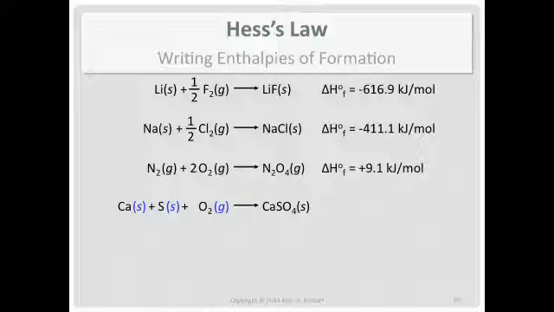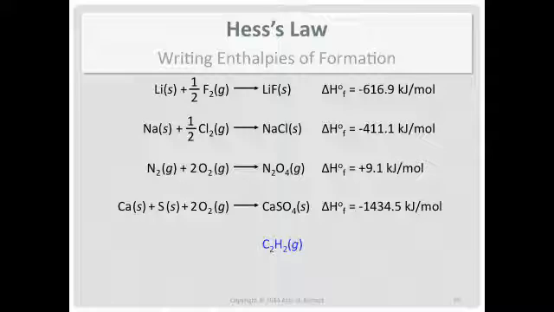So that way you only have to worry about the diatomics. You don't have to worry about sulfur and phosphorus. Those would just be S solid and P solid. And then you put a 2 in front of the O2 to make sure it balances. And then you look up the standard enthalpy of formation for solid calcium sulfate. Negative 1434.5 kilojoules per mole.